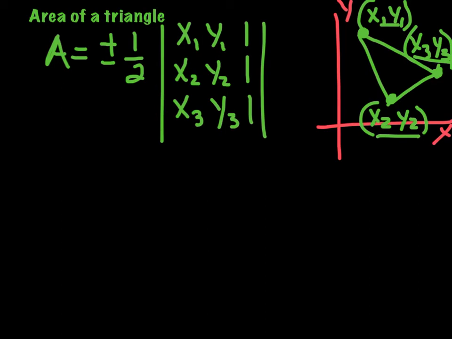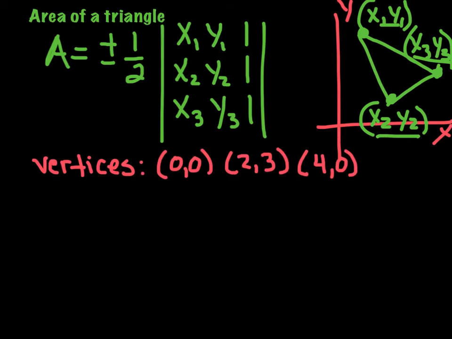1/2 times the determinant, remember these bars mean determinant, of our coordinates, and we put them x1, y1, and then we put a 1 because there is no z dimension. And then we go x2, y2, and then we put a 1, and then x3, y3, and we put a 1. And so we're just going to take the determinant of this and then half it, and that will give you the area of the triangle. It's pretty interesting. So let's just try one. Let's find the area of a triangle that has vertices 0, 0, 2, 3, and 4, 0.